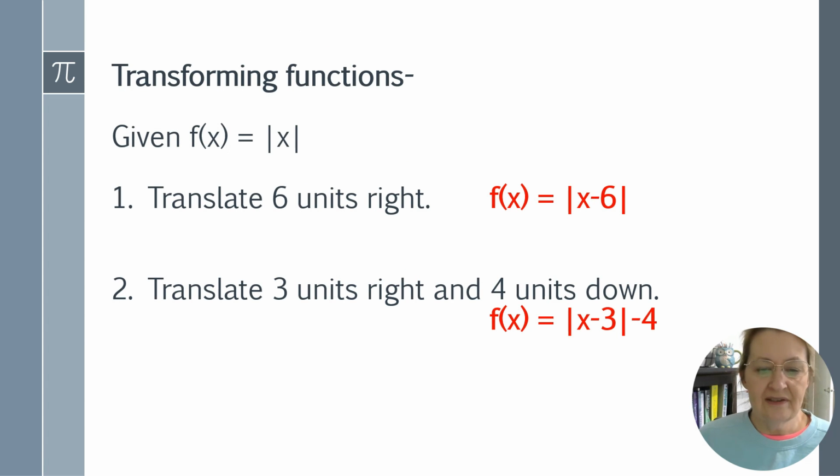First, to translate 6 units to the right, you're going to need an h for that, so that means your number has to go inside your grouping symbol, and it's going to be minus. So f of x equals the absolute value of x minus 6 would translate this graph to the right 6 units. All right, on your second example, to bring it 3 units to the right, you're going to need that minus 3 inside the absolute value sign. Now to go 4 units down, you're going to need a minus 4 at the end, outside the absolute value sign. Okay, so that's basically it.